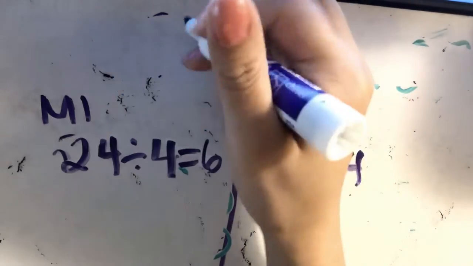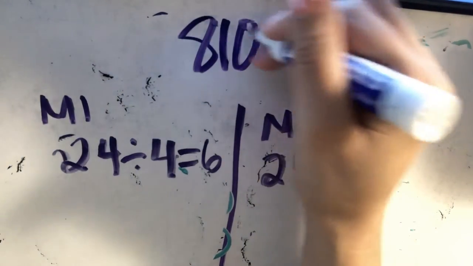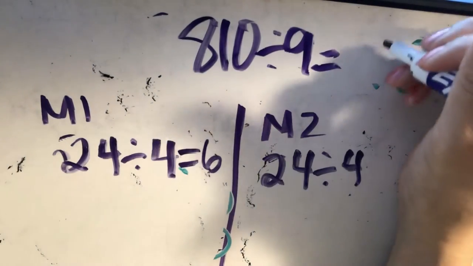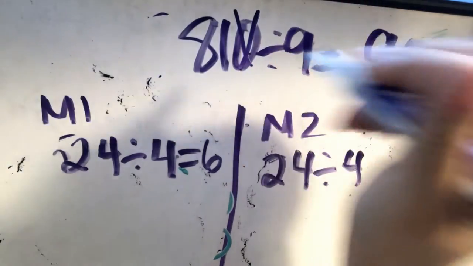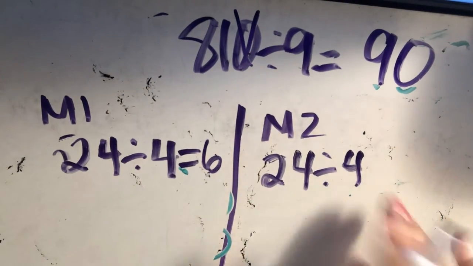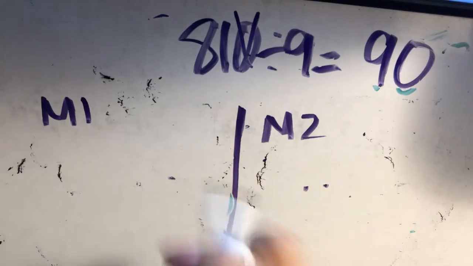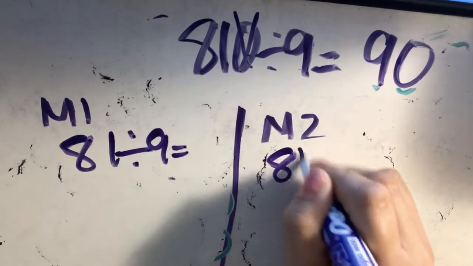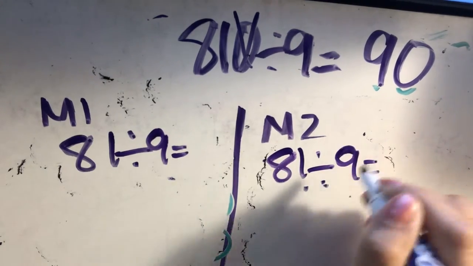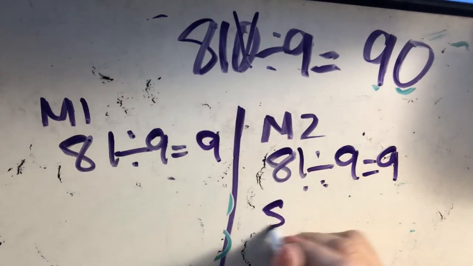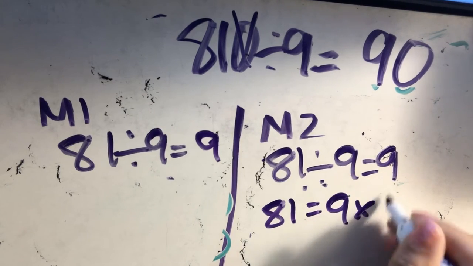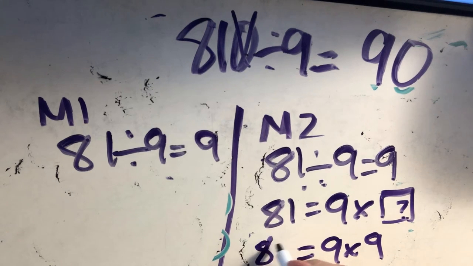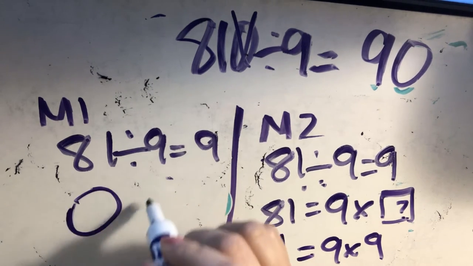Okay, so 810 divided by 9 is equal to, it should have been 90. You would have crossed out this, put that there. And then on this one, when we rewrite it, it should have been 81 divided by 9 equals, and they're both 9. 81 is equal to 9 times what number? It would have been 9 times 9 equals 81. On this side, there should be 9 circles.